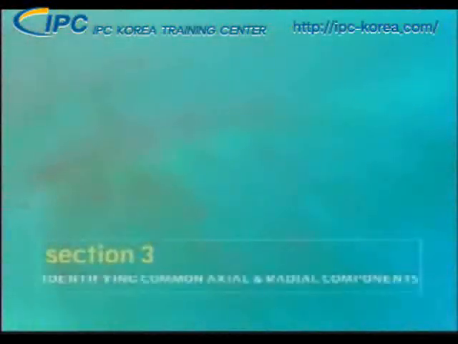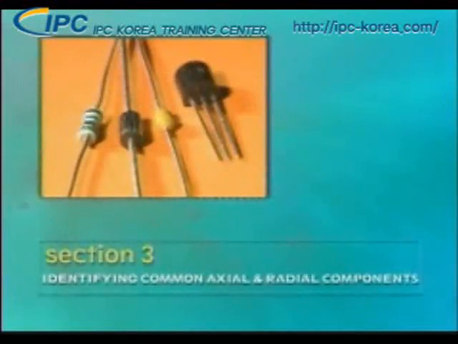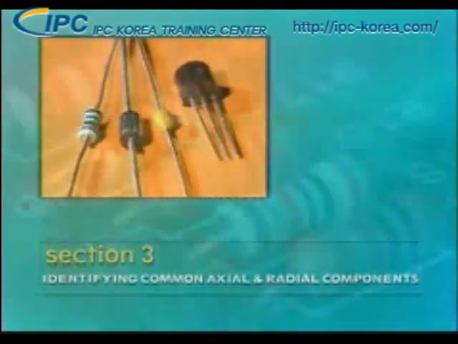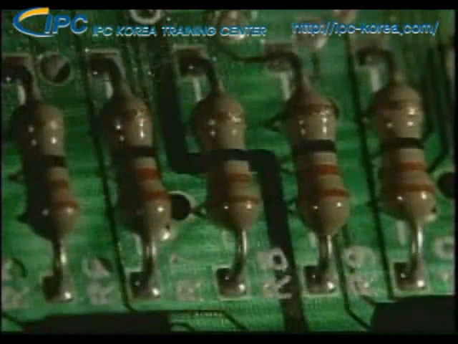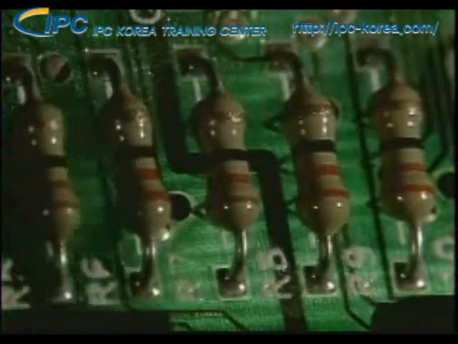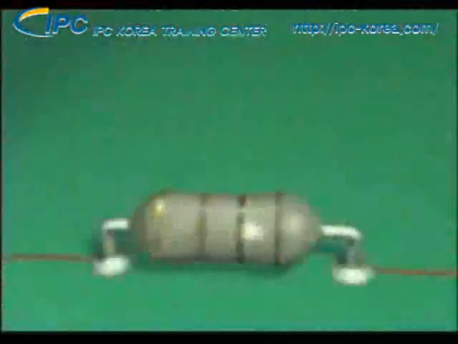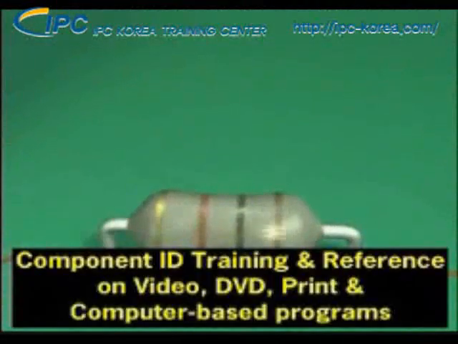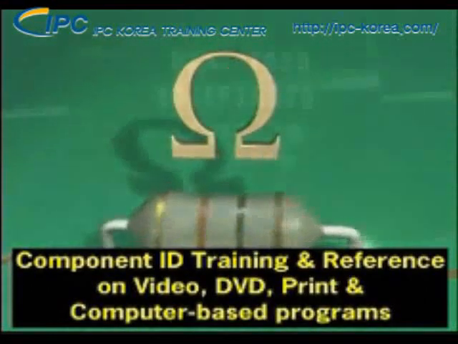In this section, we'll be discussing resistors, capacitors, diodes, and transistors. Resistors are a common passive component. A typical circuit board assembly will contain many resistors. The letter R is the reference designator. Resistors limit the flow of electrical current in a circuit. This resistance to the flow of current is measured in ohms.